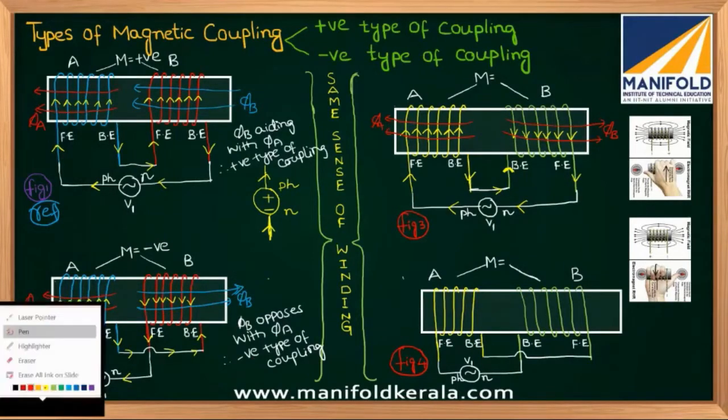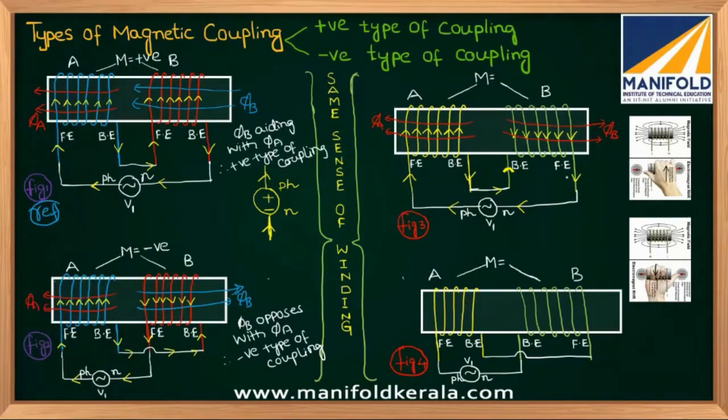Now please tell me, in this figure number 3, what's happening here? Pi B and pi A opposing or aiding? Respond. Pi B opposes pi A. Therefore, which type of coupling will we have here? Respond. Negative type of coupling. Very good. Okay, so where M will be negative.